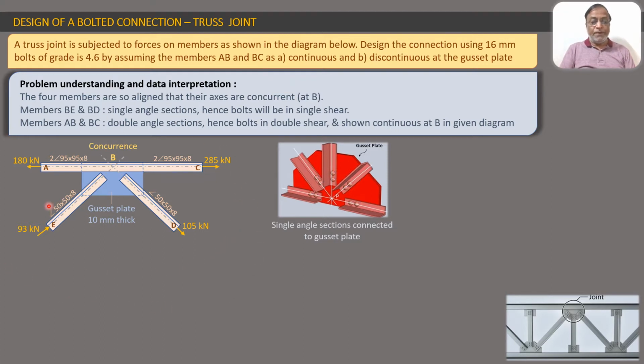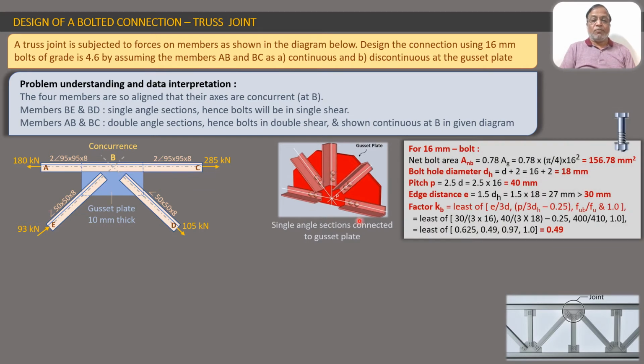Now we will proceed to analyzing the data for 16 mm bolt. It is given in the problem that we have to use 16 mm bolts of grade 4.6. Now this 16 mm bolt has got numerical data, as we know. Whenever we talk of a bolt, the bolt comes along with all its numerical properties and data.